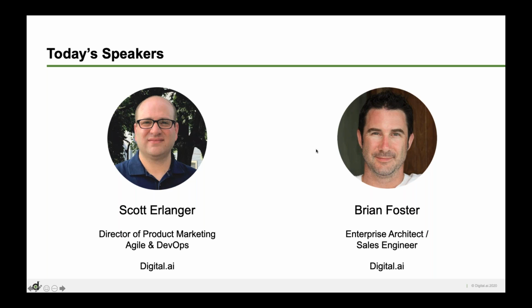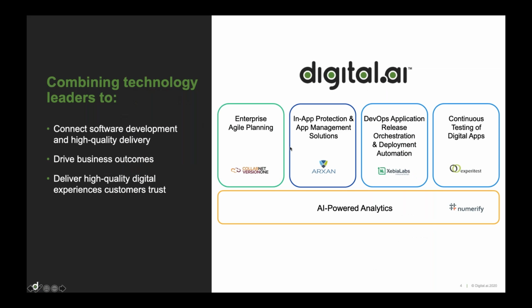Jumping right into things, a bit of an introduction about who Digital.ai is, because it's a fairly new name and many of you may not have heard it yet. We essentially are a combination of 5 different companies that formed earlier this year that cover the enterprise agile planning space with CollabNet VersionOne, in-app protection and app management solutions with Arxan, DevOps application release orchestration and deployment automation with XebiaLabs, and XebiaLabs is also the company that formed the periodic table of DevOps tools. Continuous testing with Experitest and AI-powered analytics of Numerify.